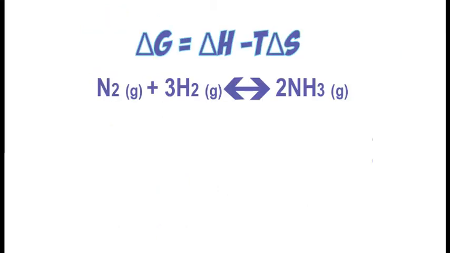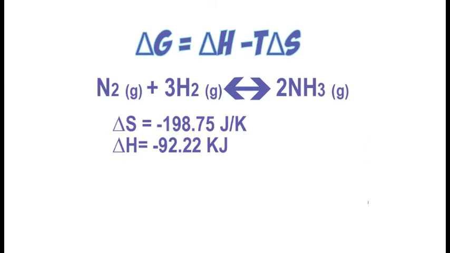Okay, let's do a practice problem. Say you have nitrogen gas and hydrogen gas. They react and form ammonia. The delta S for this reaction is negative 198.75 joules per Kelvin, and the delta H is negative 92.22 kilojoules. Do you think this reaction is spontaneous at 25 degrees Celsius?